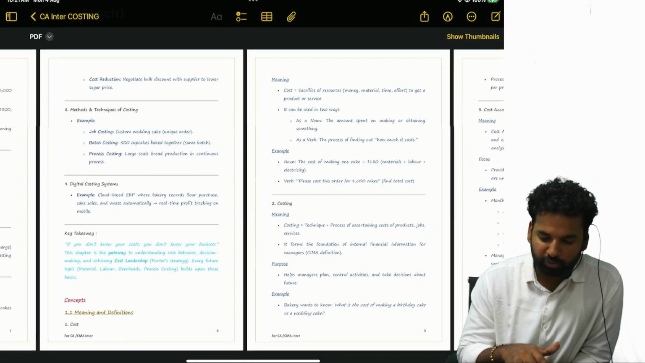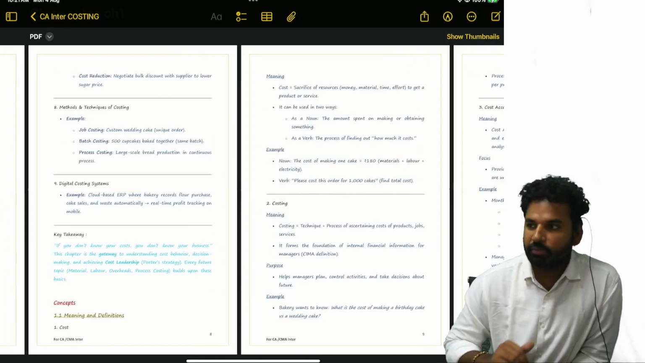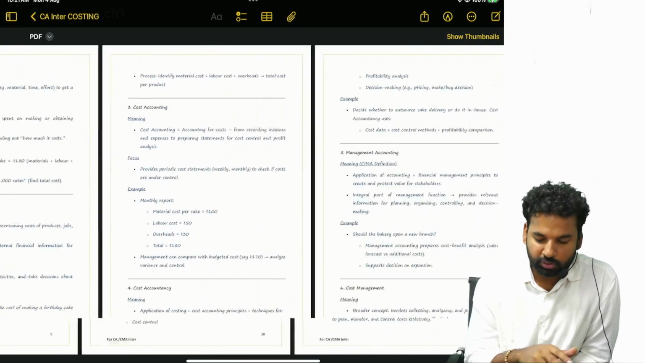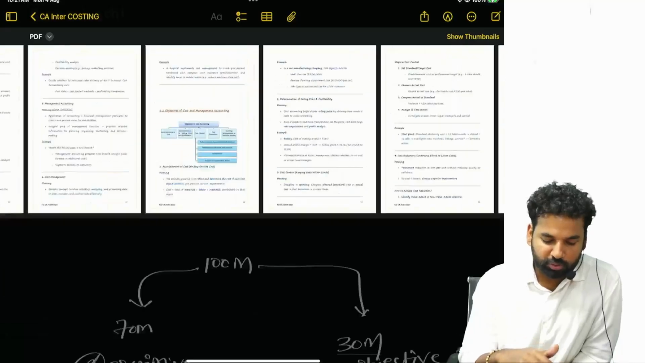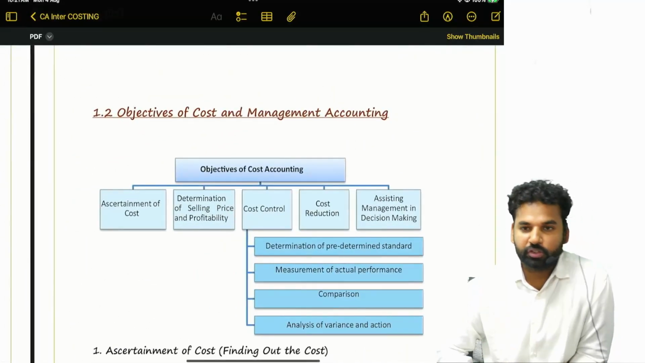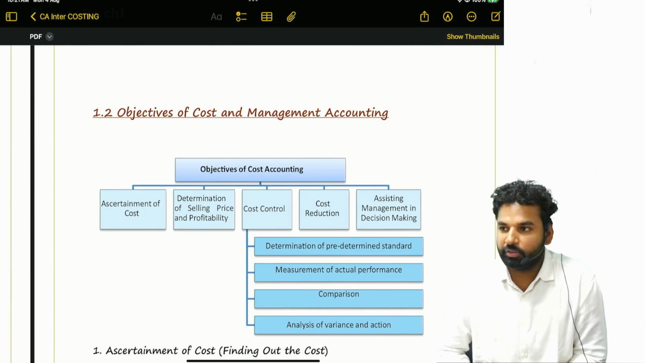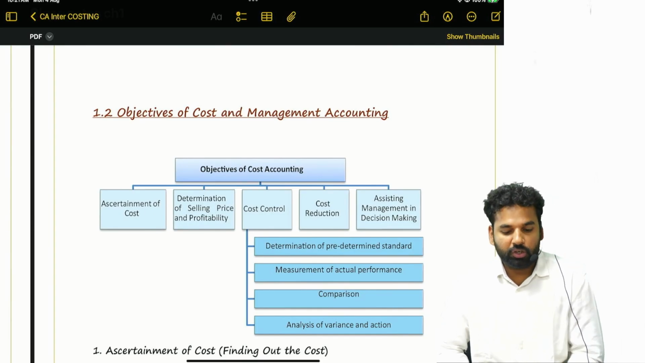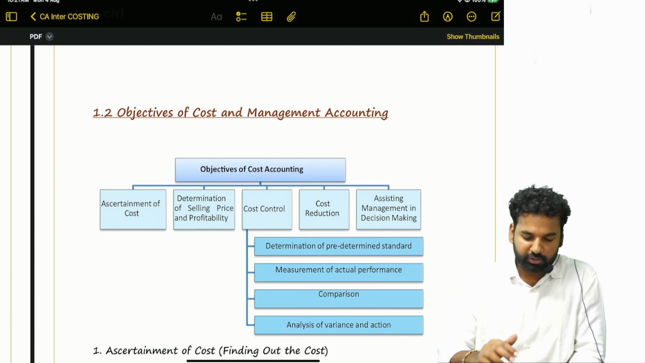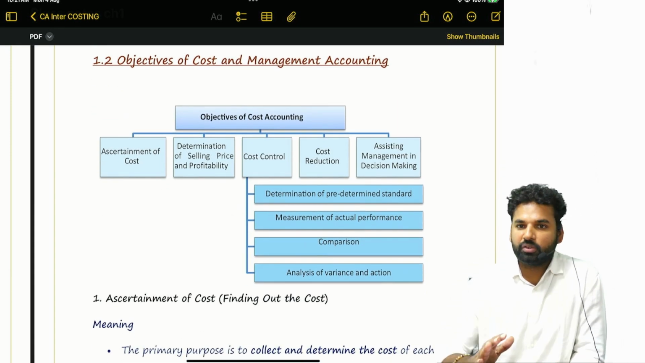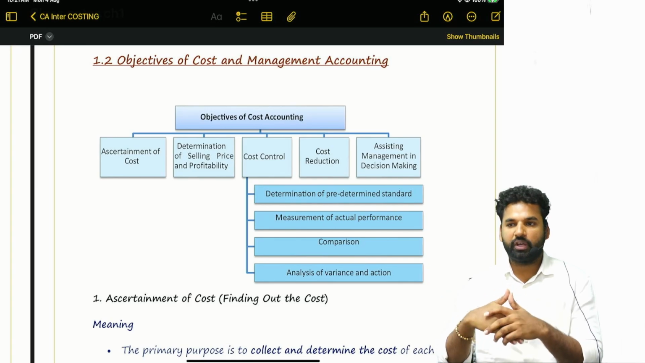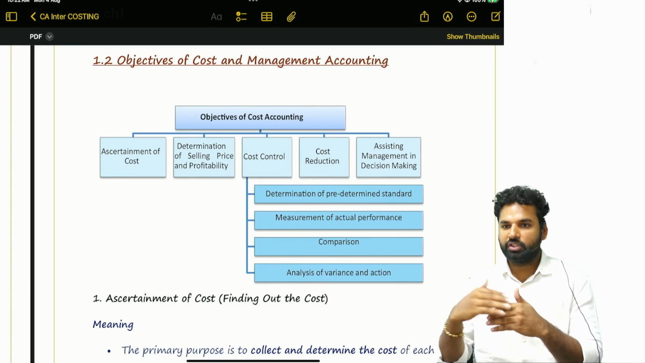Later on, what we have seen, objectives of cost accounting. Okay. So what are the objectives of cost accounting? Ascertainment of cost. Next, determination of selling price and profit. Cost control, cost reduction, assisting management in decision making. That we have seen. After this concept, we have moved to classification of cost.